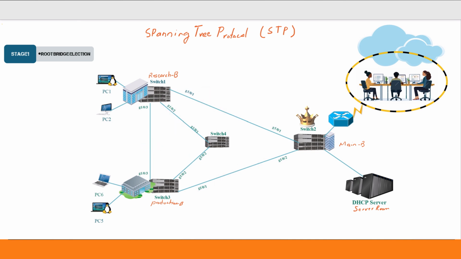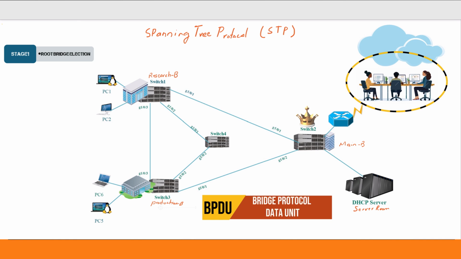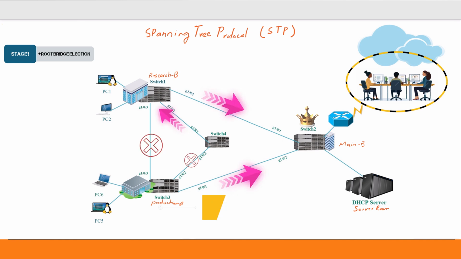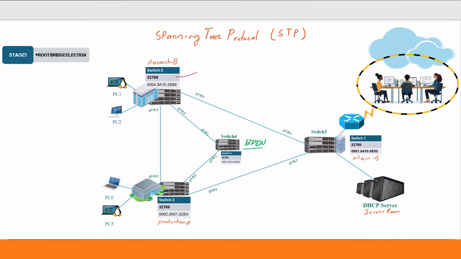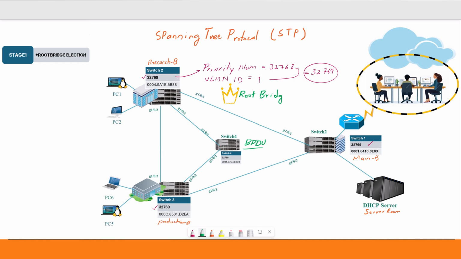When STP is enabled, all switches in the network communicate with each other using Bridge Protocol Data Units, or BPDUs. These BPDUs contain information about the network topology. It means they show which path is active and which will be in the passive state. Also, each switch has a default priority number of 32768 plus the VLAN ID. It means 32768 plus 1 is equal to 32769. So all connected switches have the same priority number. Now the question is, if the priorities of all switches are equal, how will the root bridge be elected among them? The answer is simple. If the priority numbers are equal, then the switch with the lowest MAC address will be elected as the root bridge, or king of the network.